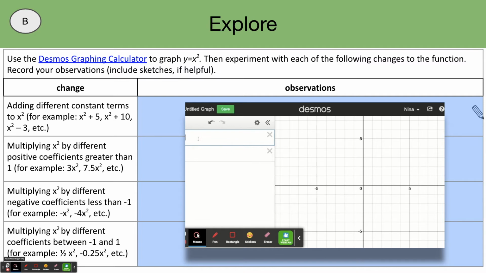So in my first phase, I'm going to go ahead and graph y equals x squared. And I see that the graph of x squared has popped up. It's a parabola, a U-shape at the origin, 0, 0.